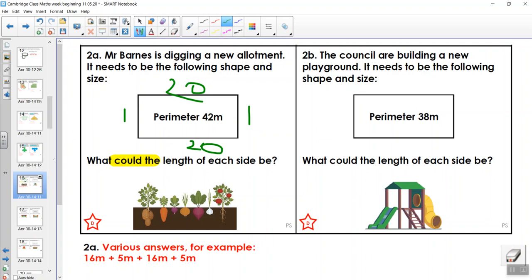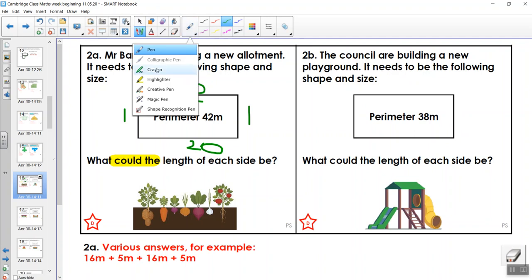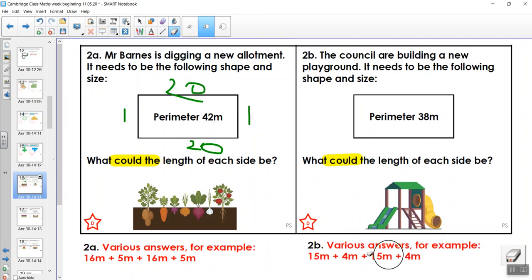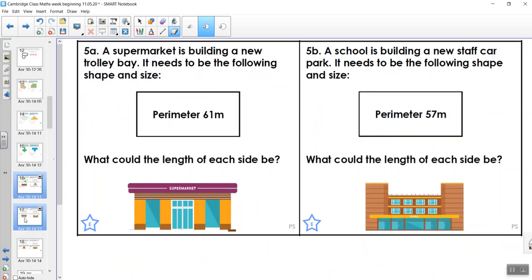And similarly here, we've got a councillor building a new playground, and it needs to be a rectangle shape, and it needs to have a perimeter of 38 metres. And again, it says, what could the length be? So there's our modal verb, telling us there are different possibilities. And here's an example: 15, add 4, add 15, add 4. Well done if you got that.